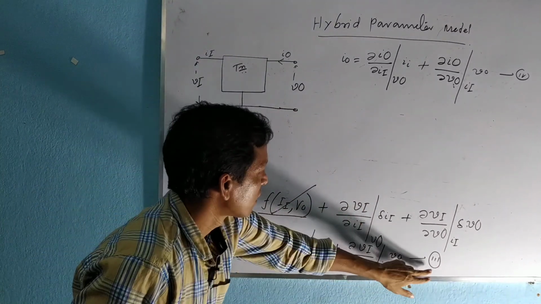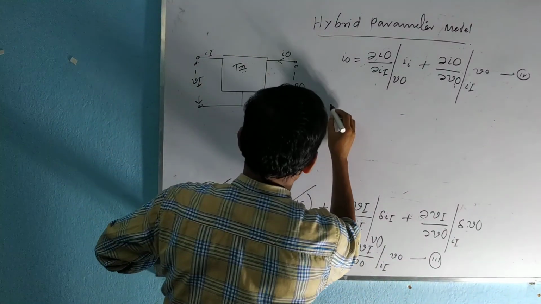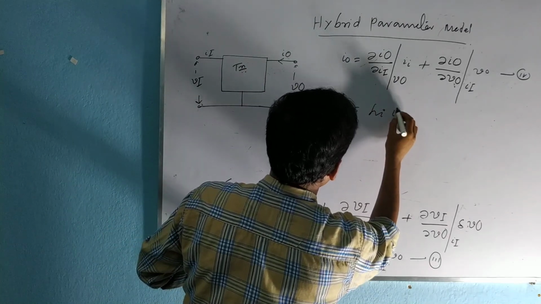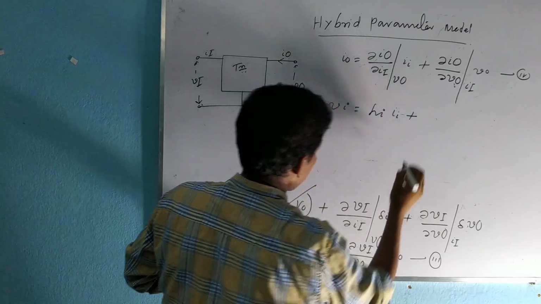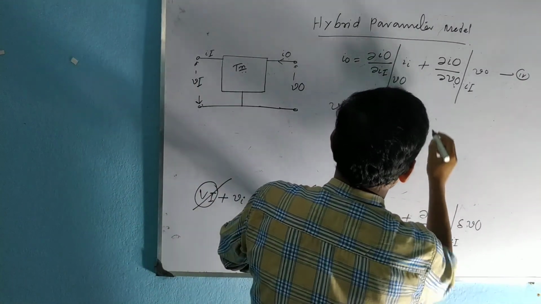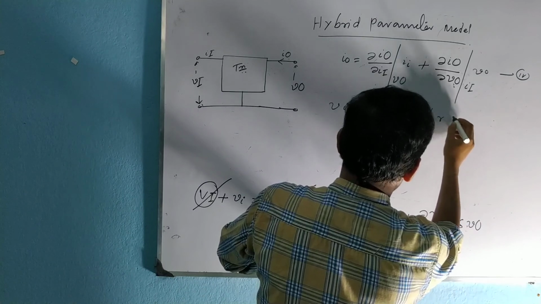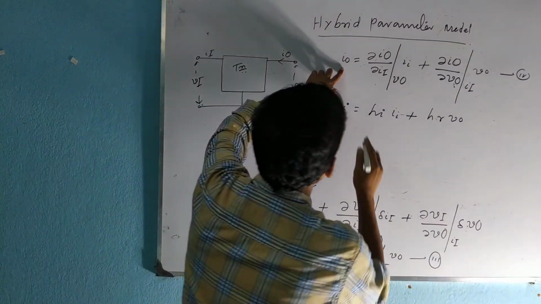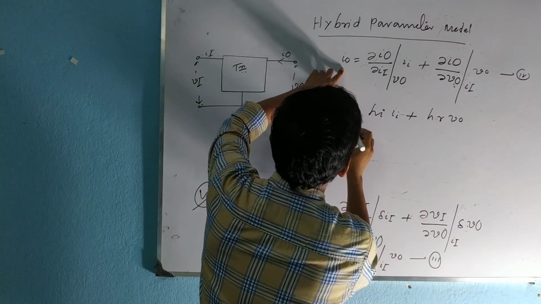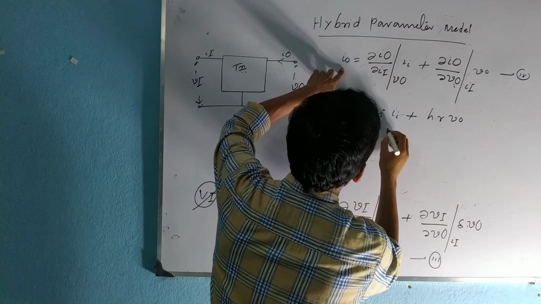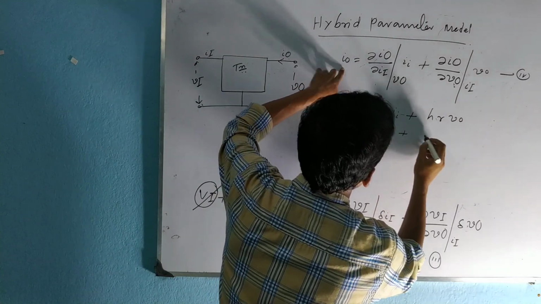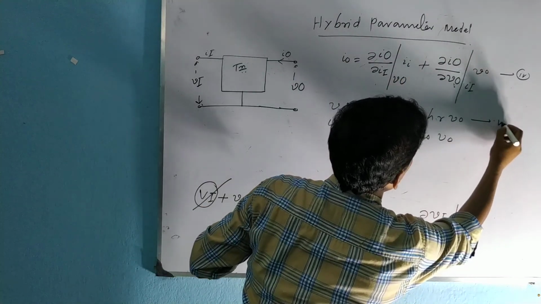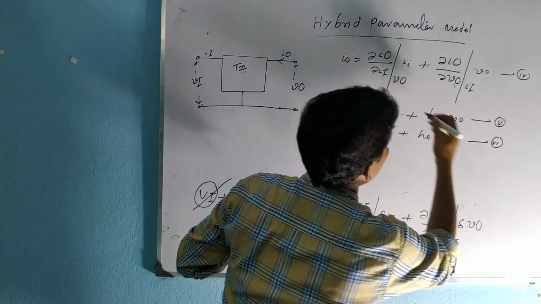From equation 3, we can write vi is equal to hi ii plus hr Vo. Okay, and from this equation we can write Io is equal to hf Ii plus ho Vo. This is equation number 5 and this is equation number 6.